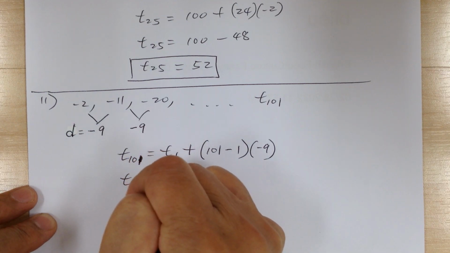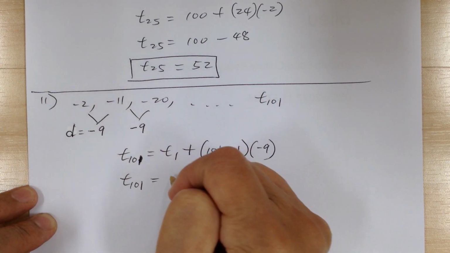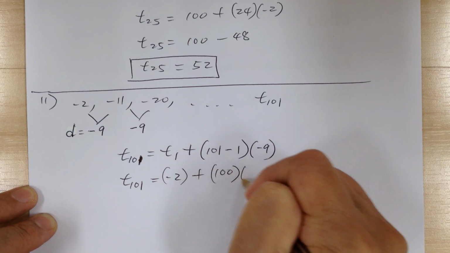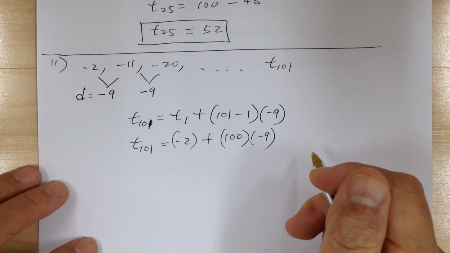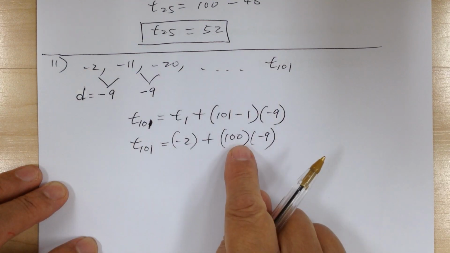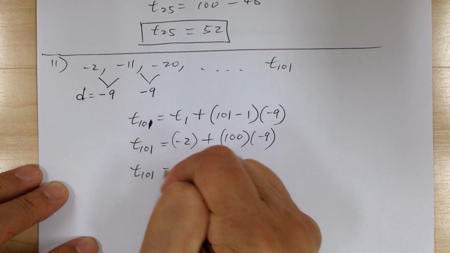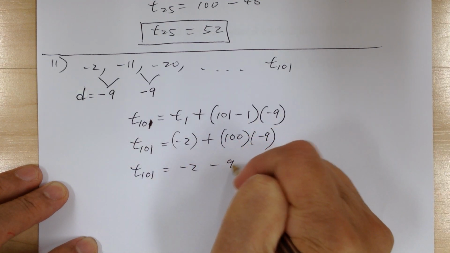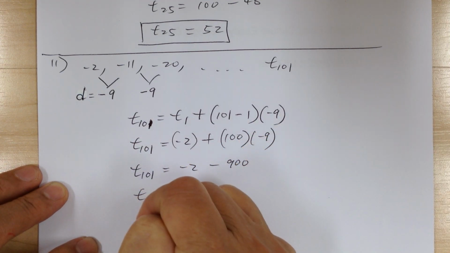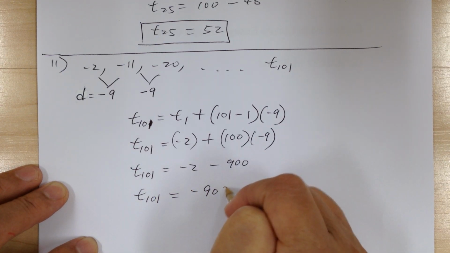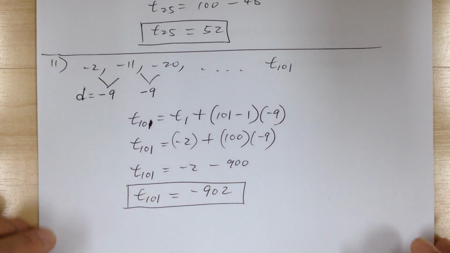So you got T of 101 equal to T1, which is negative 2, plus 100 times negative 9. From here to here, there are 100 gaps, and each gap is negative 9. So T of 101 equal to negative 2 minus 900. So T of 101 equal to negative 902.